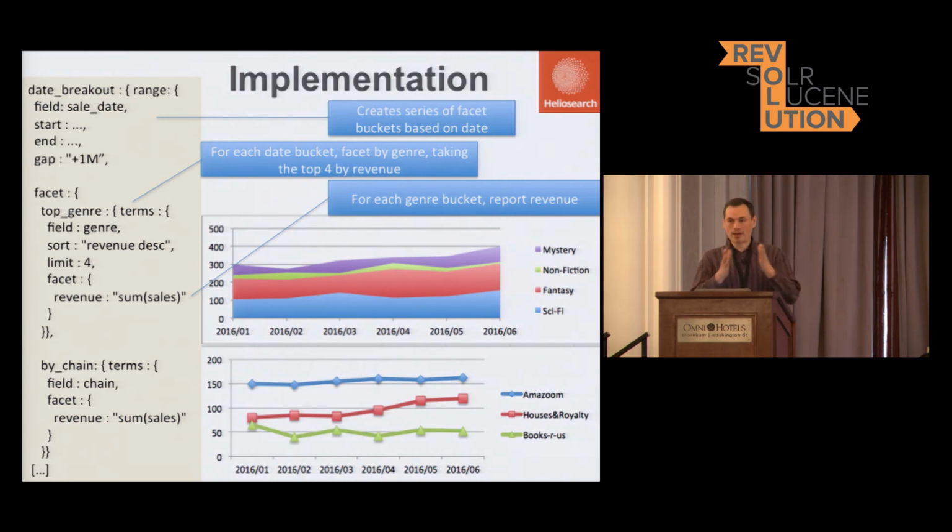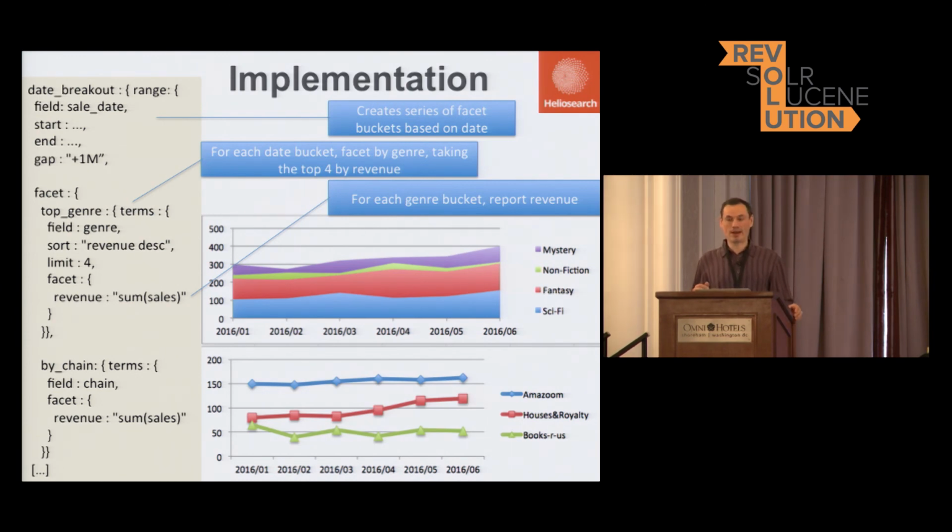So that creates our date facet buckets. And then we ask for sub-facets for each bucket. The first is a terms facet on the genre field. For every one of those buckets, we ask for the sum of sales and label it revenue. That will give us all the data for the first graph.